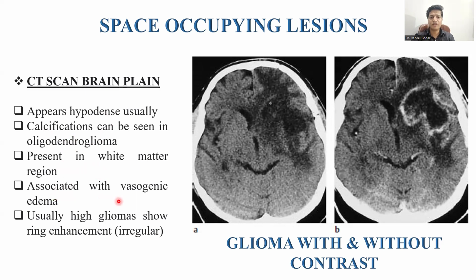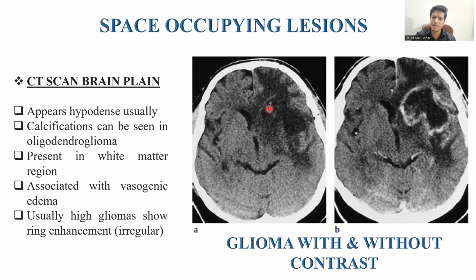Then they are associated with edema, vasogenic edema. What is vasogenic edema? Vasogenic edema is a type of edema in which you will see the finger-like projections. Okay, so here I am going to show you. Then usually the high-grade gliomas usually show ring enhancement when we give the contrast.